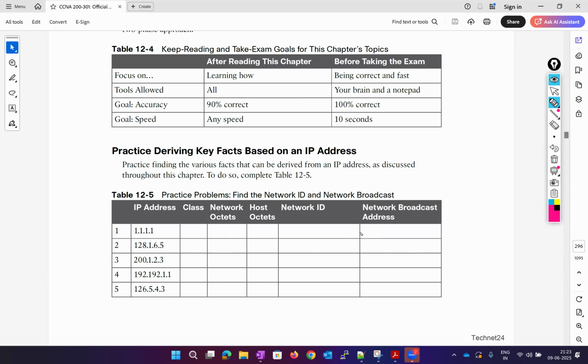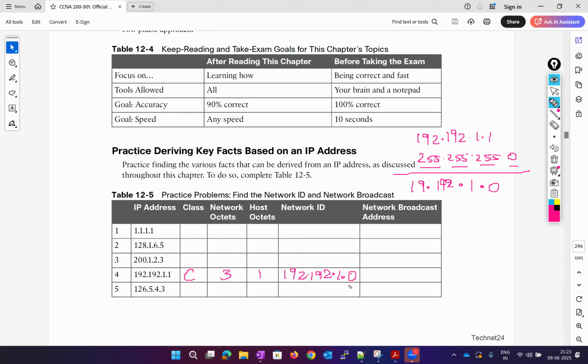Now, next, let's take this one, fourth one. 192.192.1.1. Okay. This belongs to class C, 3 network octets and 1 host octet, right? And the default mask is 255.255.255.0, right? To find out the network ID, copy down all the values which has 255 as the address mask, right? So 192.192.1 and wherever there is 0, write down 0. So this is your network ID.